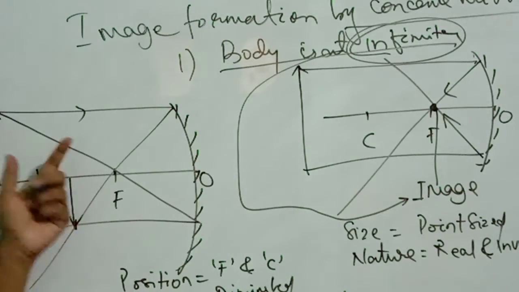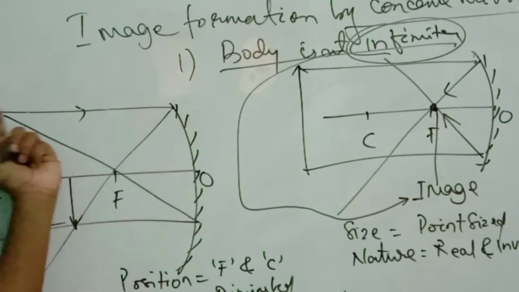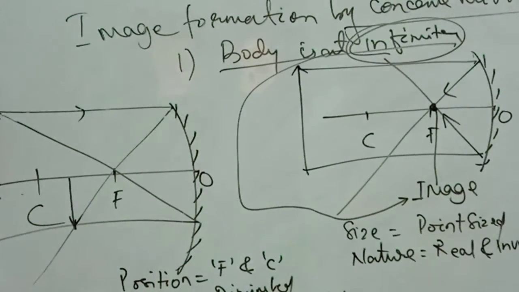Okay friends, if our object is here and this ray is moving parallel, then it comes to the focus, and if it goes through the focus, then it moves parallel. This is the second figure. Let us come to some more figures.